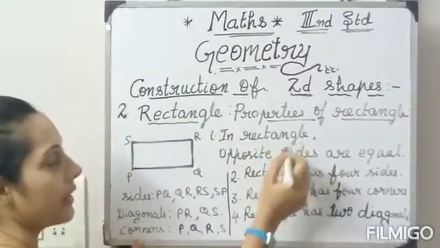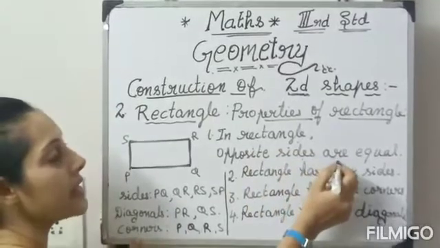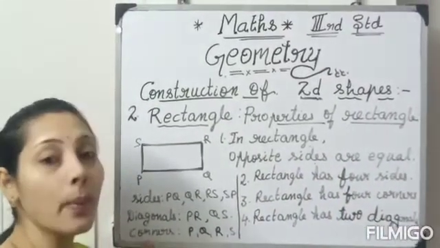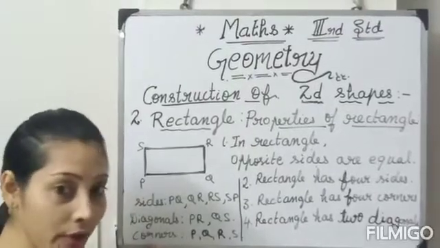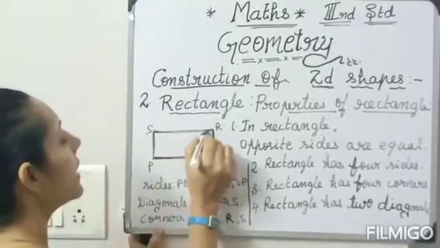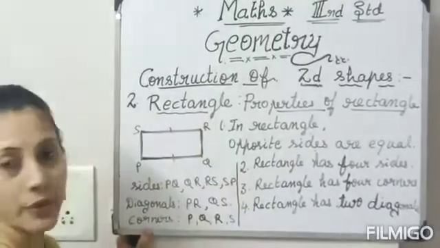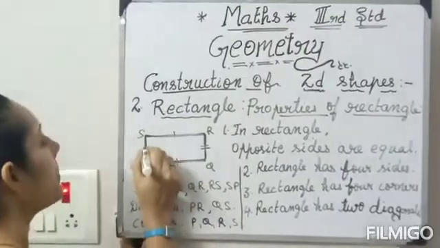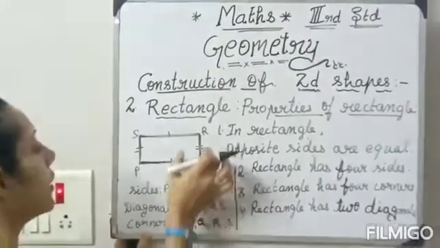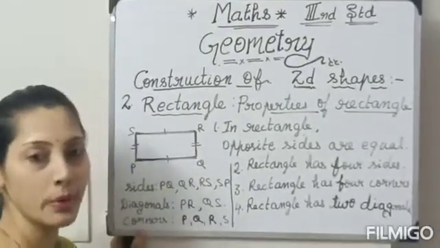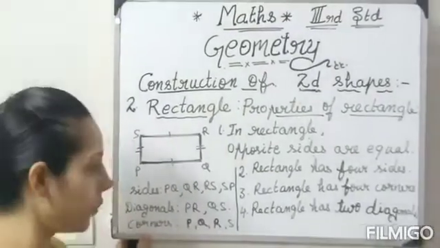In a rectangle, opposite sides are equal. What are equal? Opposite sides. What are our opposite sides? PQ and RS are opposite. QR and PS are opposite. QR is opposite to PS. So these two pairs of opposite sides are equal.